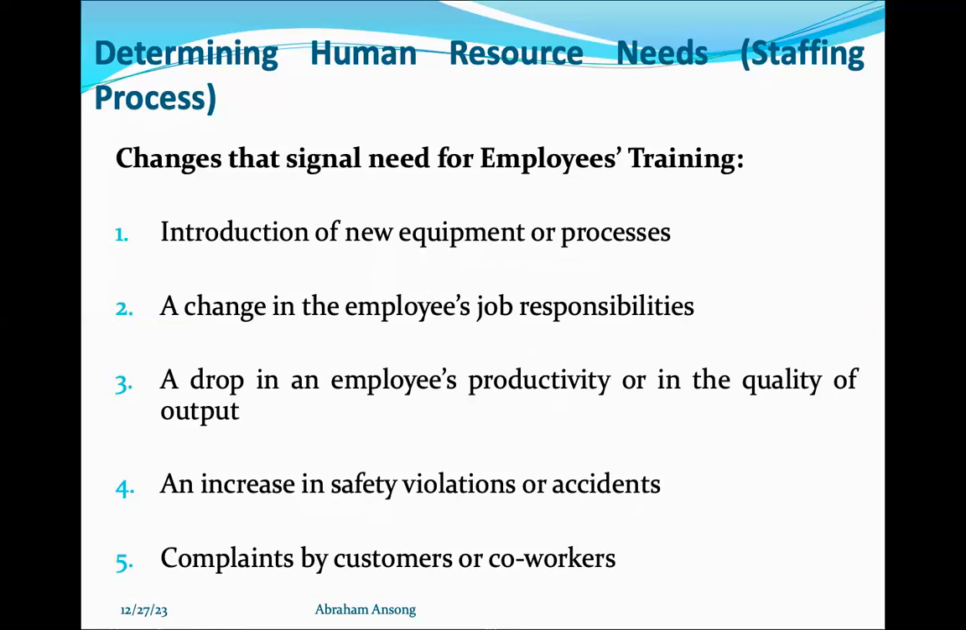All right. So it's almost like anytime something new is supposed to be done, the employee is supposed to go through some training in order to keep them abreast with the requirement of the new assignment. Okay. Three, a drop in an employee's productivity or the quality of output. So once the employee's productivity is falling or the quality of the employee's output is diminishing, it's a signal that that employee needs some form of training.